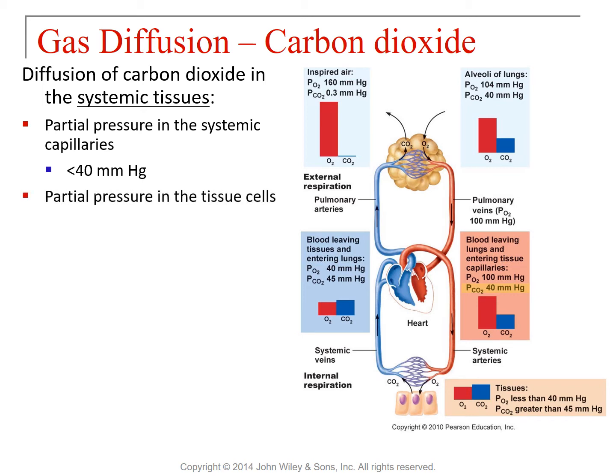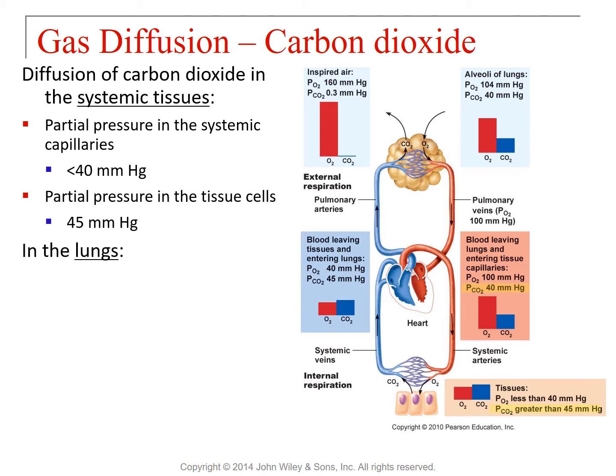Now, in the tissue cells themselves, despite the fact that they've been generating CO2, they still haven't raised that PCO2 number up much. So the partial pressure of CO2 in the tissue cells is going to be a little bit greater than 45 millibars. And so there's just a 5 millibar difference. But because CO2 moves through liquids so much more easily, this small difference of 5 millibars is enough to make the CO2 move from the tissues into the bloodstream.